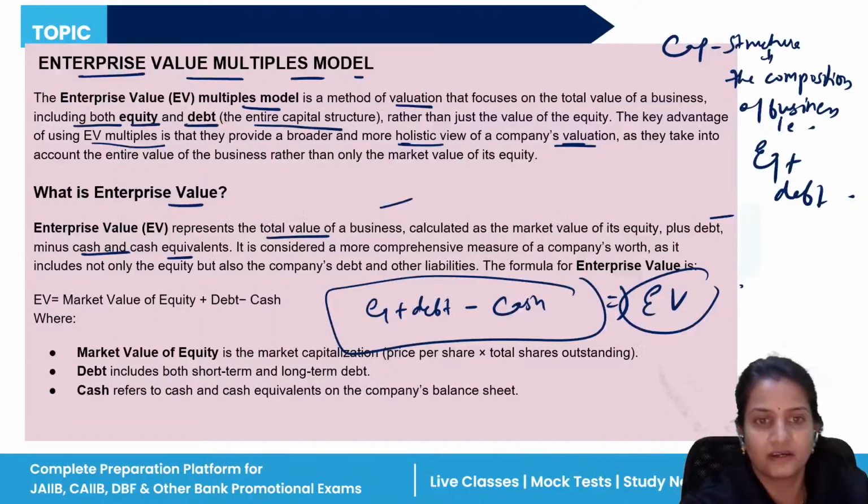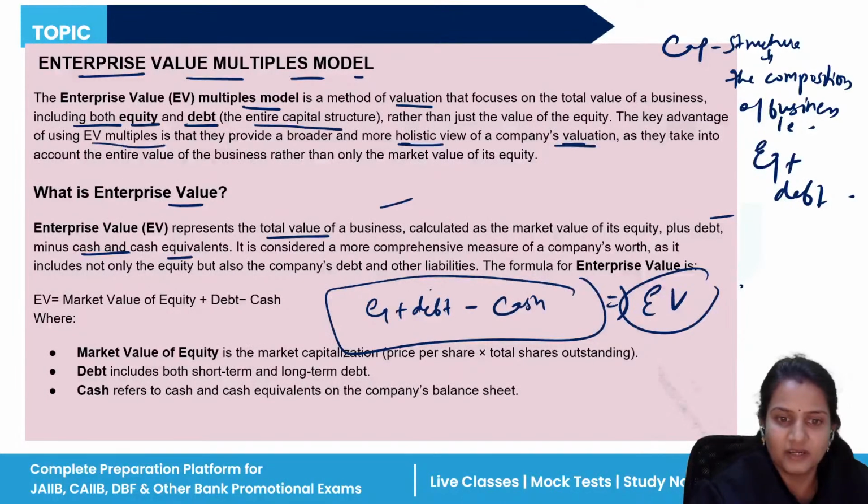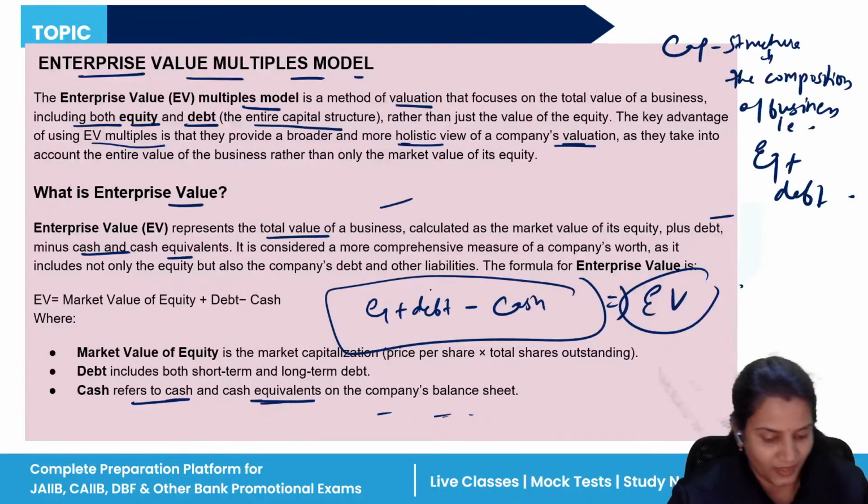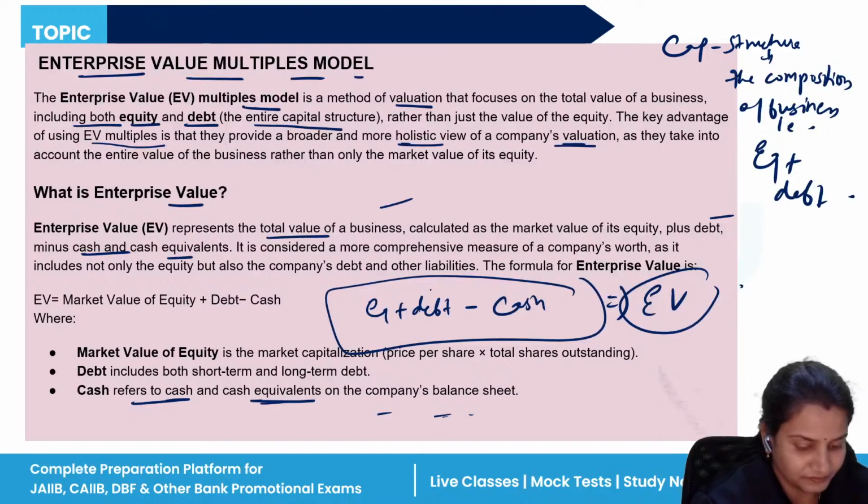But how to calculate enterprise value? It is equity plus debt minus cash and cash equivalents from the company's balance sheet. Am I clear with this? Tell me. Okay.